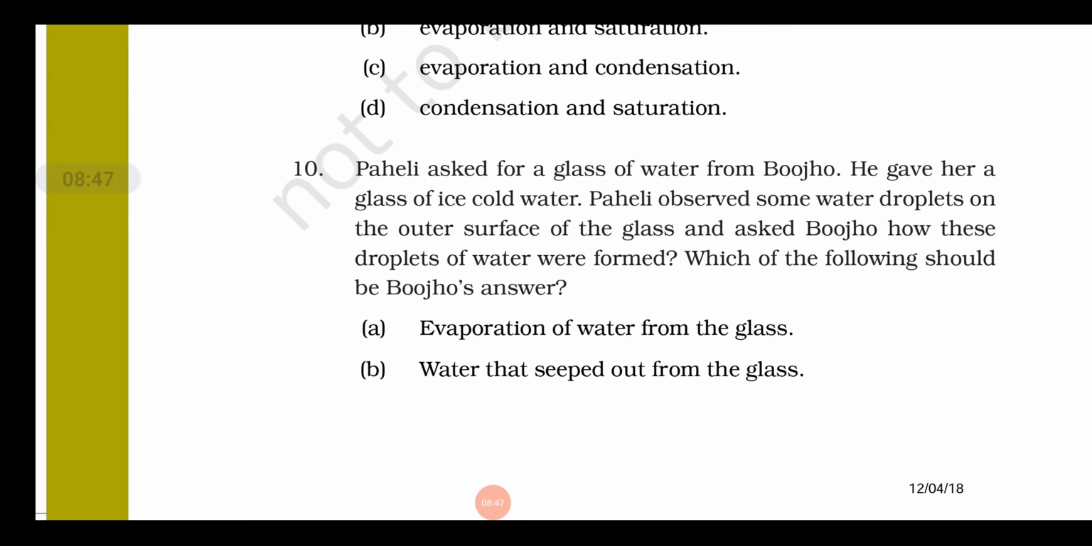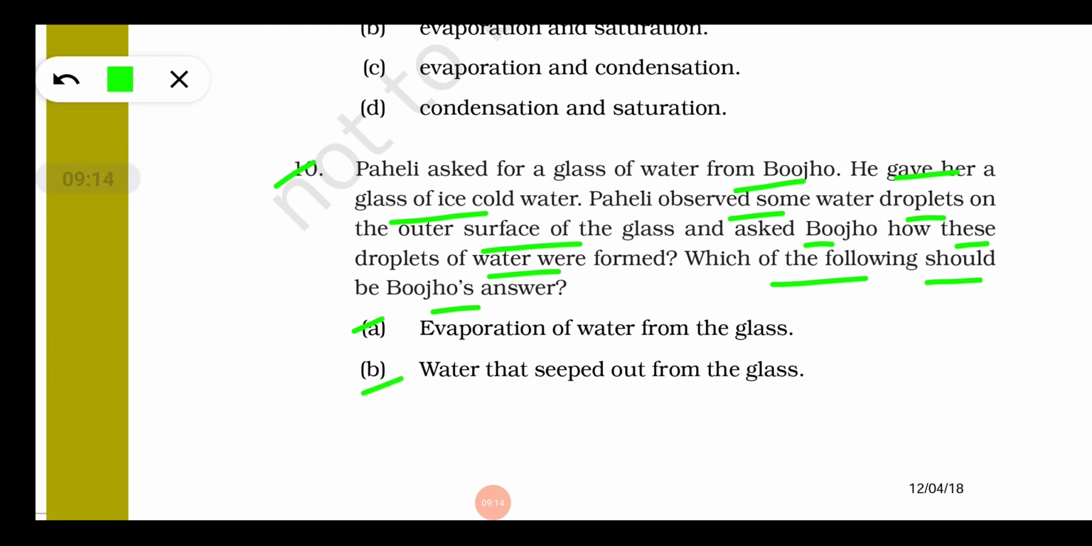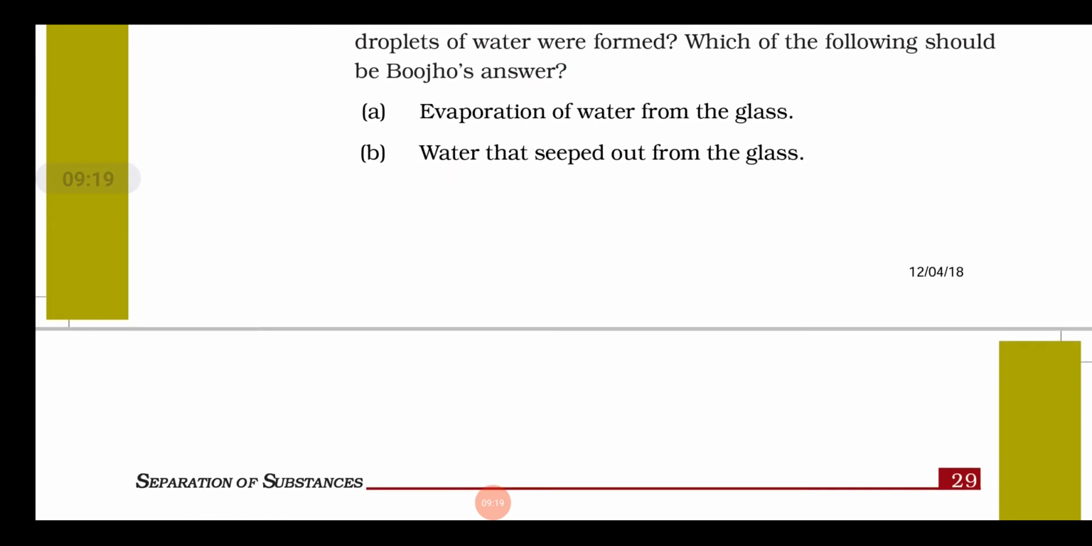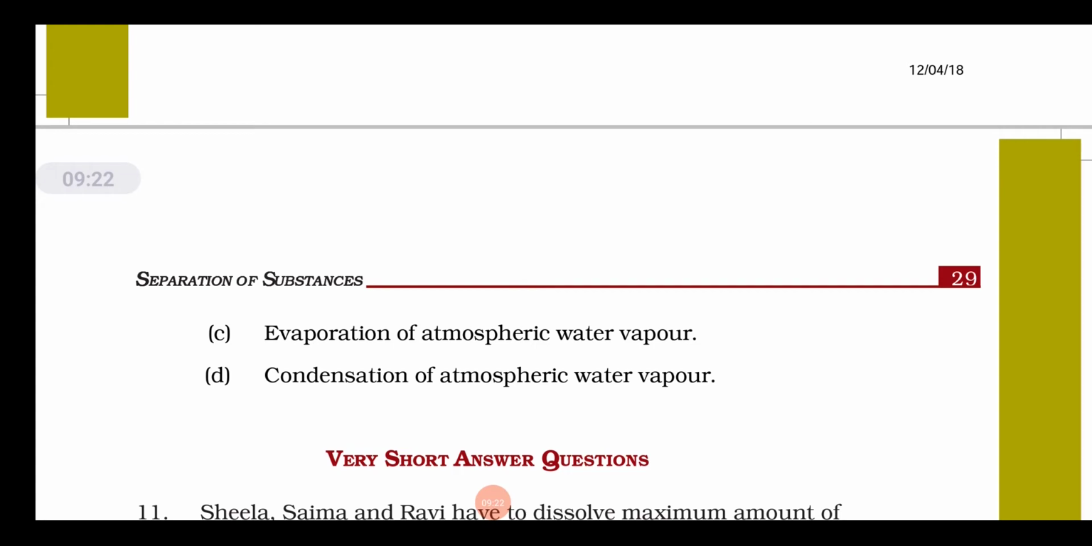Now question number 10. Paheli asked for a glass of water from Bujo. He gave her a glass of ice cold water. Paheli observed some water droplets on the outer surface of the glass and asked Bujo how these droplets of water were formed. Which of the following should be the Bujo's answer? So we are given options. Option A, evaporation of water from the glass, B, water that seeped out from the glass, and C option, evaporation of atmospheric water vapor and condensation of atmospheric water vapor.